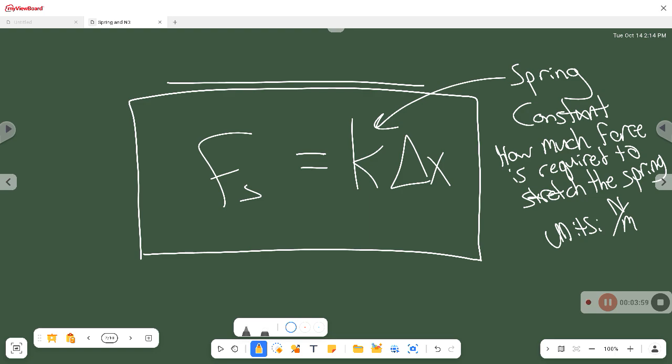Okay, this equation actually has a special name. It is called Hooke's law. It's named after Robert Hooke, who discovered a lot of things back in the 1600s, but this was one of his contributions.